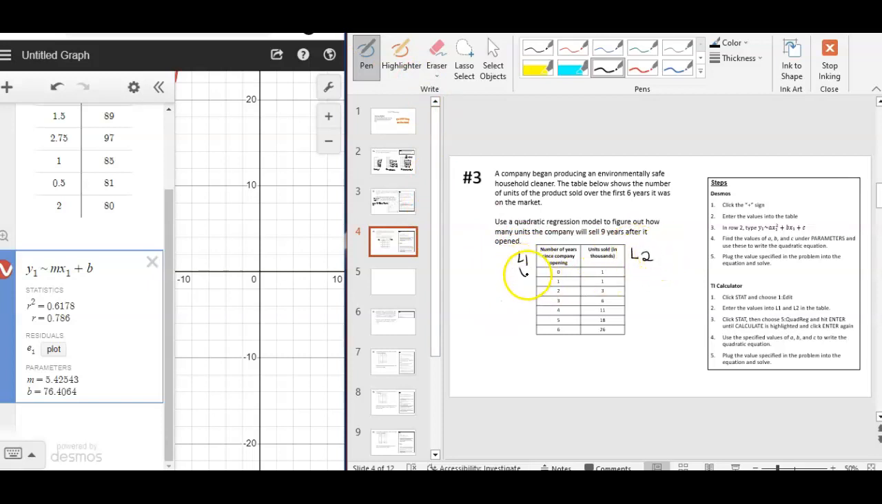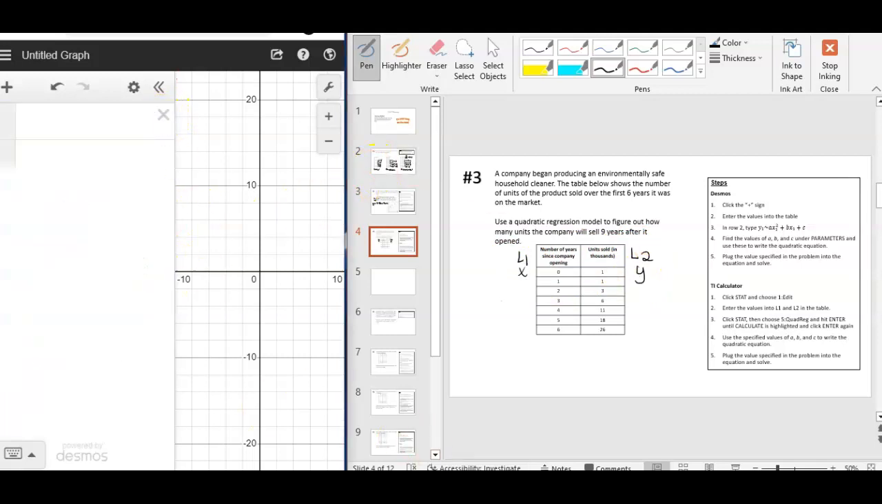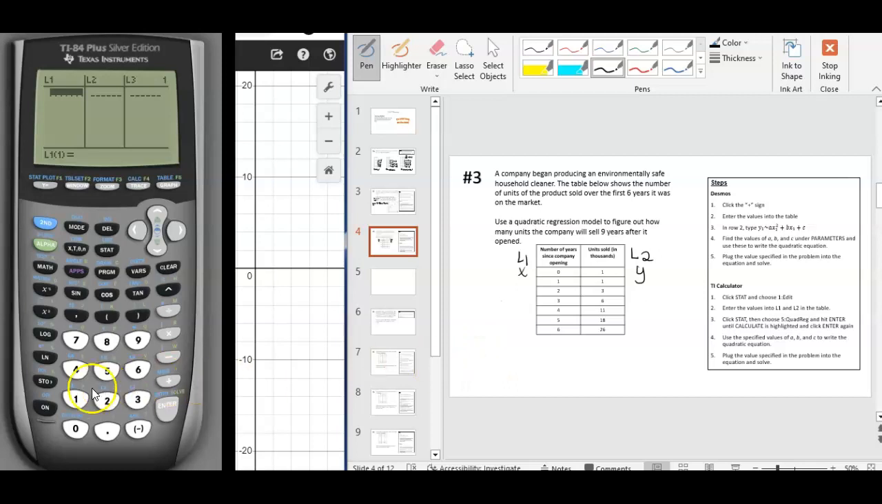If you're in Desmos, we're going to call this left column X and we're going to call the right column Y. So go ahead and clear out what you have, right? If you're in Desmos, click the X's. If you're in your calculator, just go to Stat, Edit, and then go up until the title of the column is highlighted, click Clear, and then Enter. Do the same thing in L2. Highlight L2, click Clear, and then Enter. And I'm going to pause the video while you go ahead and enter these values.